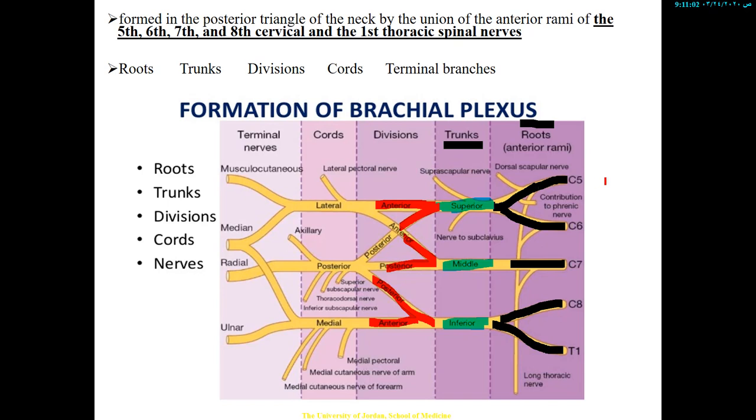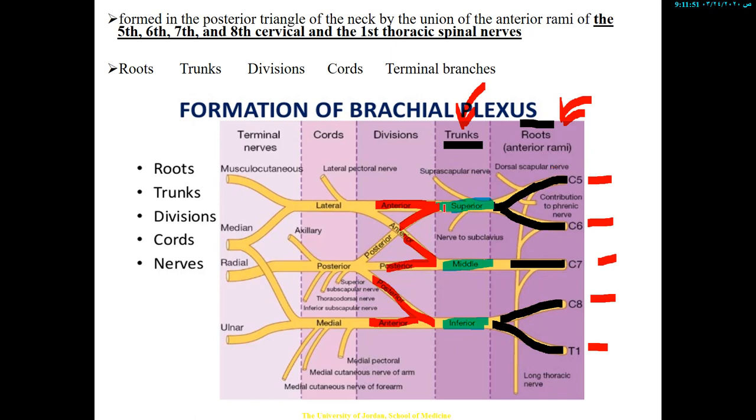So as you can see, the brachial plexus is union and subsequent division. This is the key to understand the brachial plexus. It's union and subsequent division. C5 plus C6, they formed the superior or upper trunk. C8, T1, they formed the inferior trunk. Now the C7 does not unite with anything, but it forms the middle trunk. So the first station here, we have roots, then trunks, union and subsequent division. That was the union.